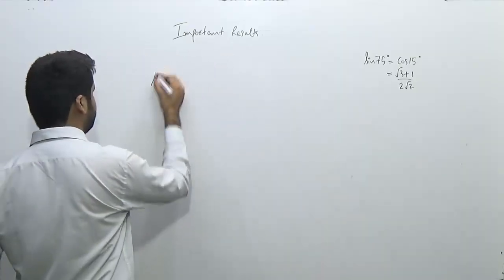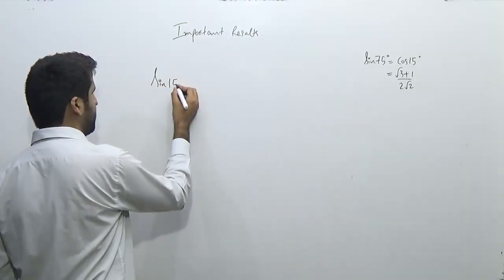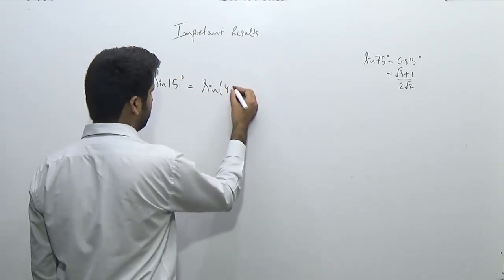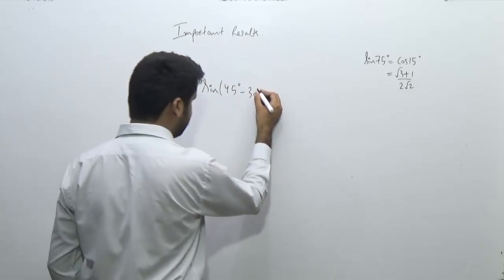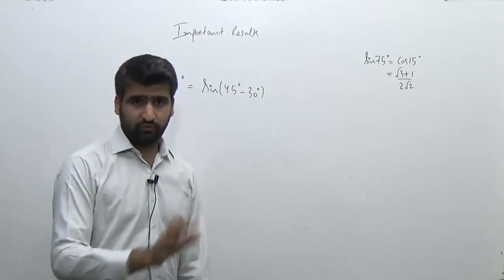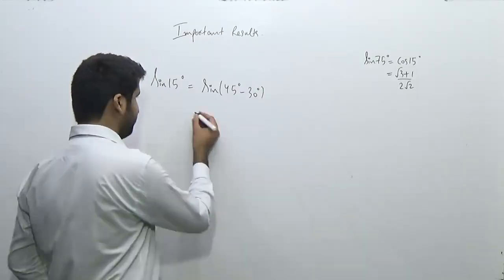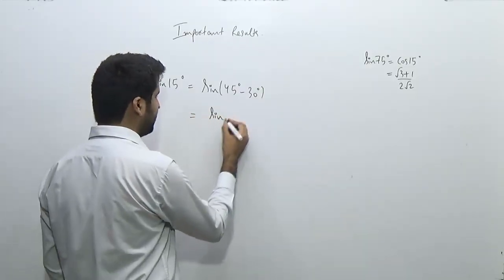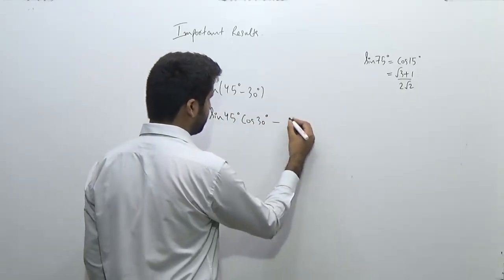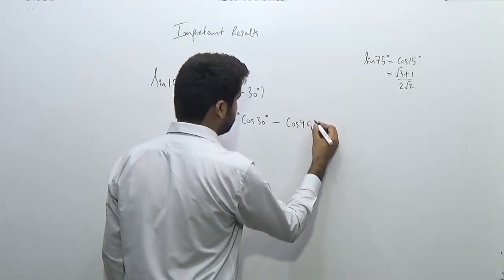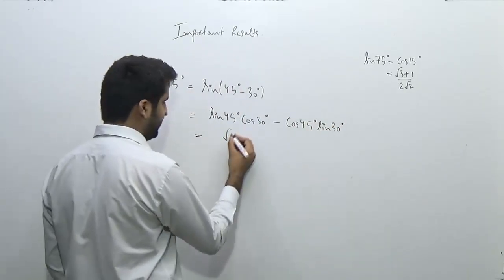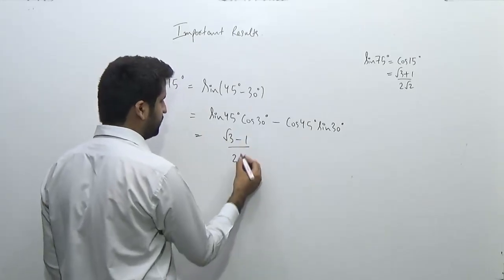How will I get the value of sine 15 degrees? If I subtract the two angles, which is 45 degrees and 30 degrees, I will get the angle 15 degrees. And I will apply the subtraction formula over here, which says that this is equal to sine 45 cos 30 minus cos 45 sine 30.